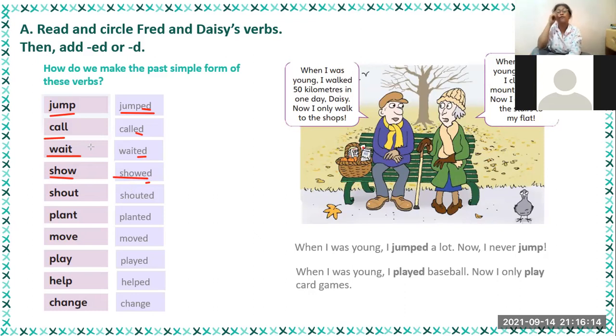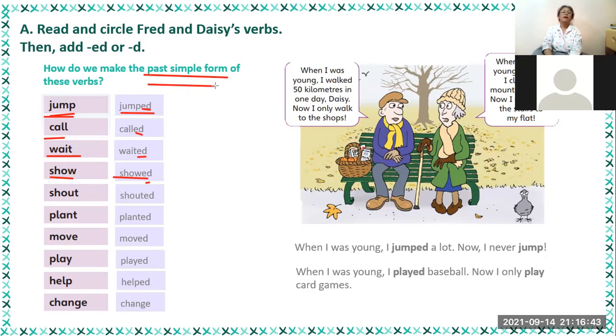if the verb is in the past tense, Mary, it means it already happened. Past simple form, past tense. So you will add ED to the verb. The verb is jump. You will add ED, it becomes jumped, because it is past simple form. Do you understand?